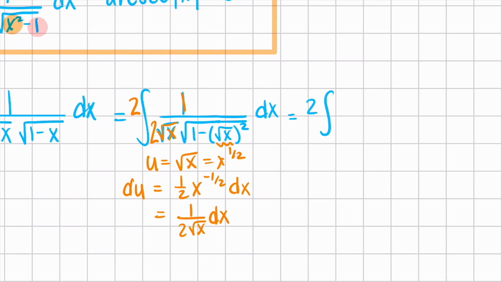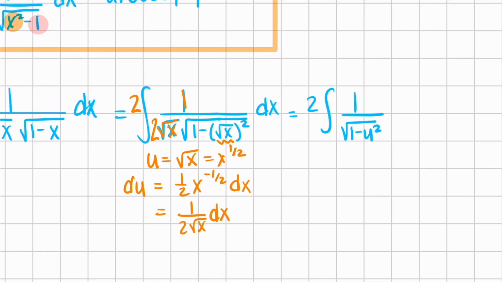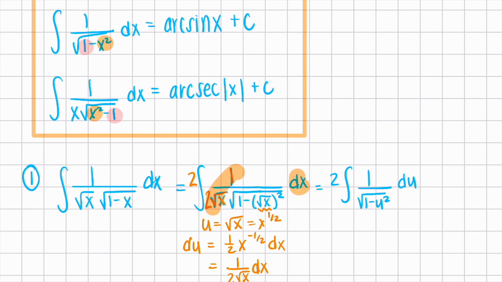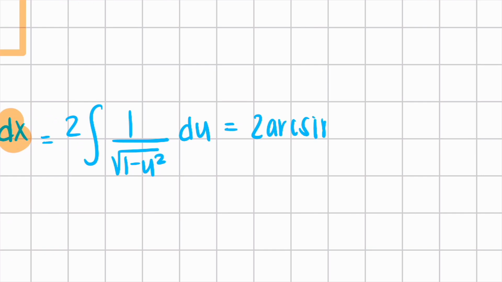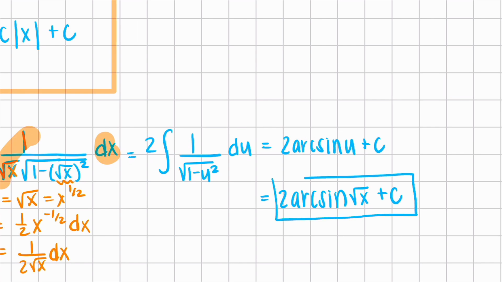So let's start replacing with u's. I still have that 2 out front. I'm going to have 1 over the square root of 1 minus u squared, and then keep in mind that the 1 over 2 rad x dx, that whole thing equals du. Notice now this looks like our arcsine integral. So I can say this equals 2 arcsine of u plus c. Last step, I want my answer to be in terms of x, not in terms of u. So I'm going to make it 2 arcsine of the square root of x plus c. And that's our answer.